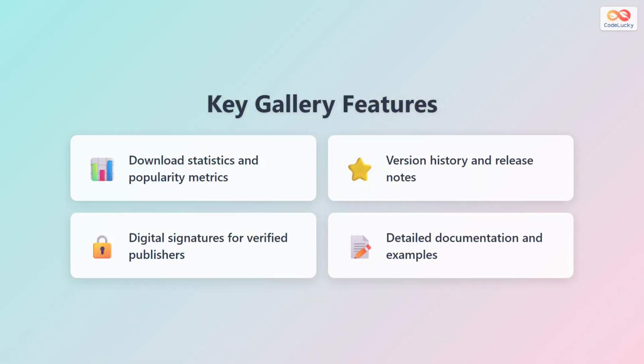PowerShell Gallery provides several important features to help you choose the right modules. First, you can view download statistics and popularity metrics to see which modules are widely used and trusted by the community. Second, each module has version history and release notes, so you can track changes and improvements over time. Third, digital signatures are available for verified publishers, giving you confidence in the module's authenticity. And fourth, you'll find detailed documentation and examples for most modules, making it easier to understand how to use them effectively.